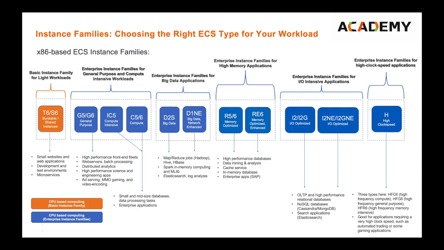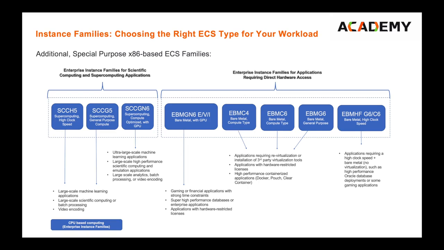Then any instance with an H in the name from any of these other classes is a high clock speed instance, so it will have a higher CPU clock speed. So for instance, if you saw maybe an HFG6, that would be a high frequency general purpose 6th generation instance, so it will have the same CPU to memory ratio and same hardware as the regular G6 instance, but with a higher CPU clock speed.